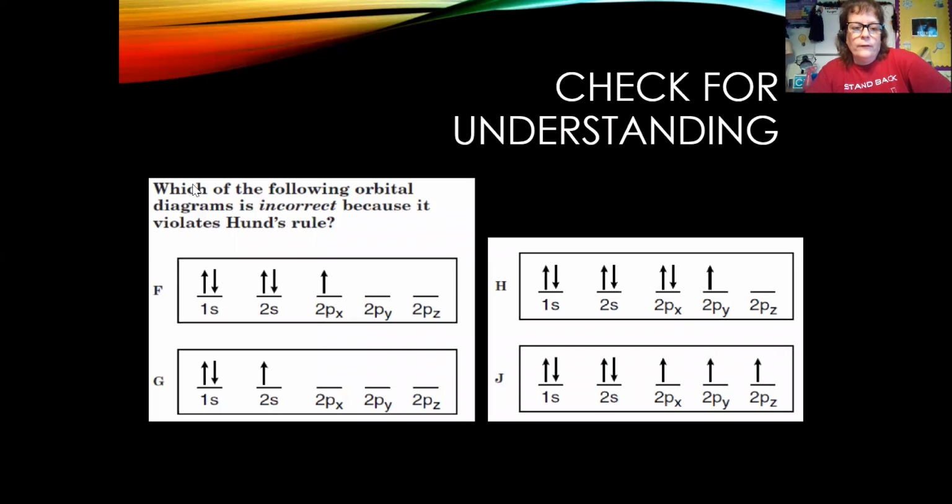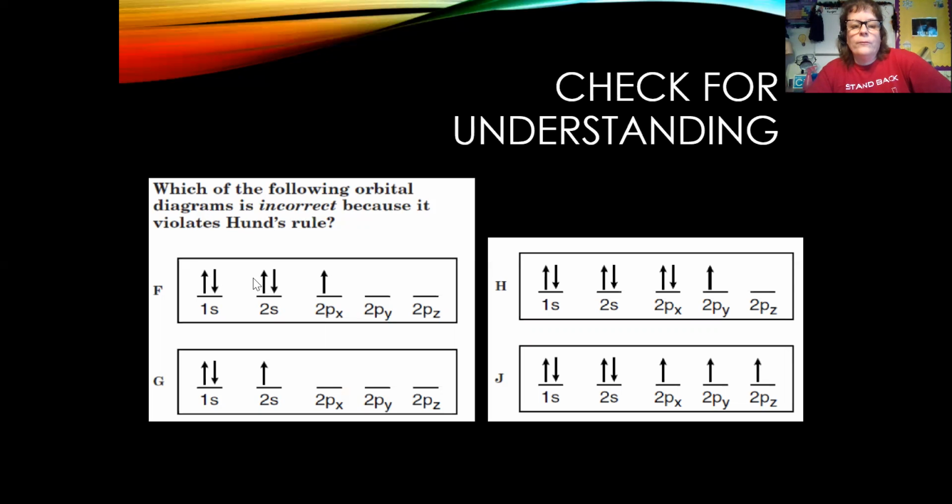All right, so let's look at this. This is our check for understanding. Which of the following orbital diagrams is incorrect because it violates Hund's rule? Remember Hund, I told you to think of Greyhound buses, and you're not going to sit next to somebody unless you absolutely have to. So if there's seats available, we need to spread those electrons out. So which one of those has paired up electrons that actually had another seat for it to sit in, so to speak?